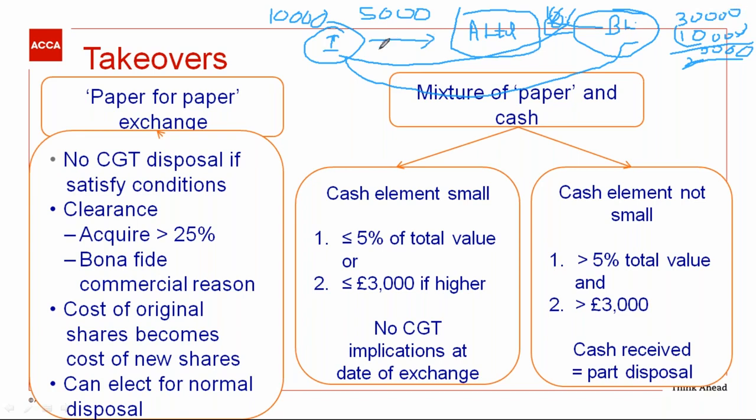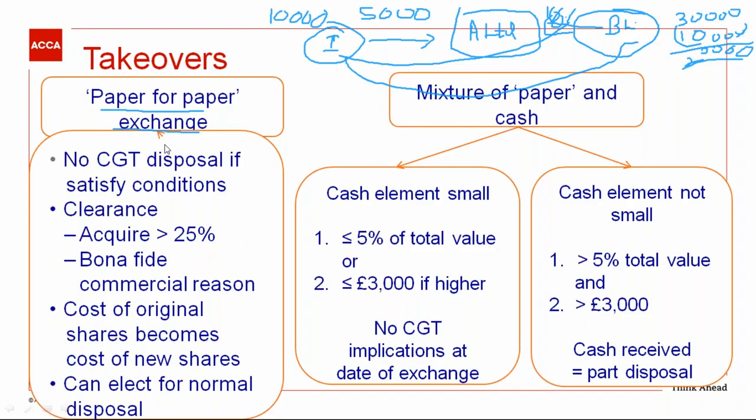Instead, assume he has received some shares in B Limited. That, in other words, we call it share for share exchange or paper for paper exchange. What do you mean by share for share exchange or paper for paper exchange?